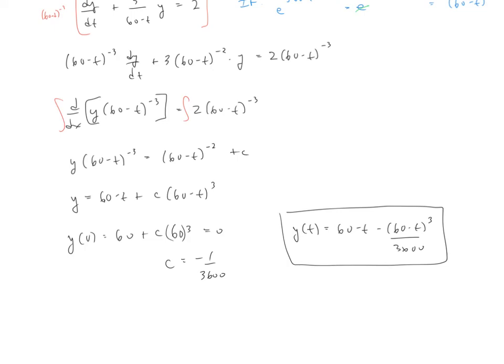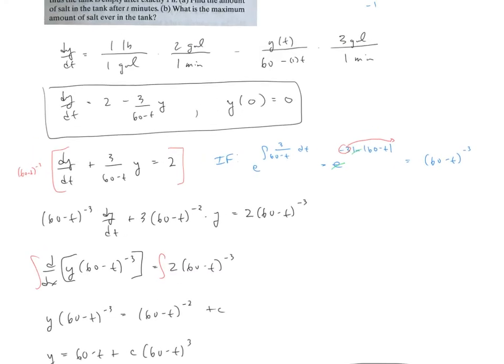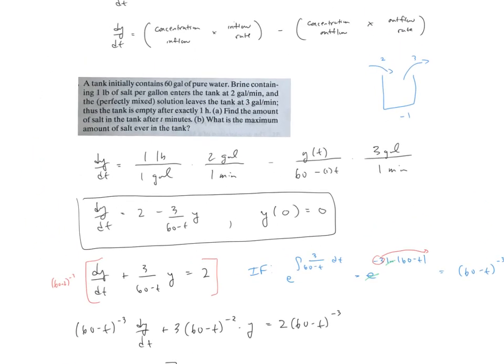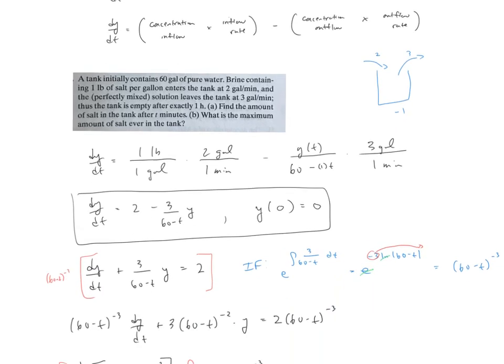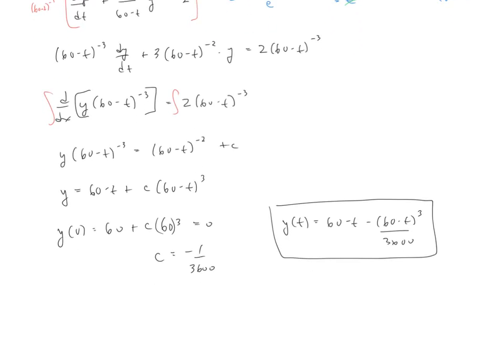Now, if you think about what this is, the solution to part A here. Find the amount of salt in the tank after t minutes. If we know that the y of t here is defined as the amount of salt in the tank after t minutes, then when we come down here, this is the function, or the formula, if you will, that'll give you the amount of salt in the tank at time t. If you want to know how much salt is in the tank after 5 minutes, plug a 5 in and it'll tell you. Okay, so that's part A to this problem.